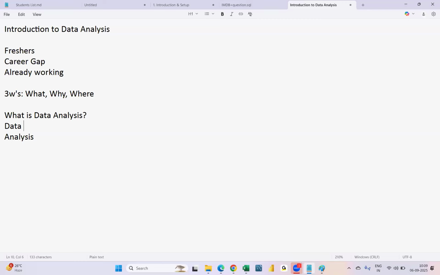Generally, data means some information. Whatever information you have with you, you can consider that as data. Okay, I am calling data means information. What is meant by analysis? Analysis means you are going to examine or observe things, whatever they might be. When you observe things deeply, we call that process analysis.